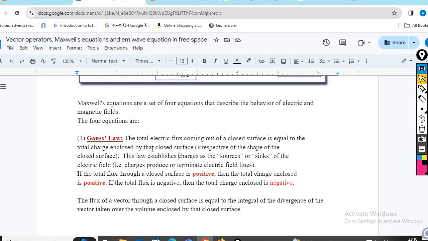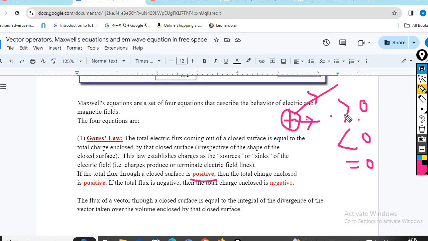When you're talking about divergence of any field, we are talking about either greater than 0, less than 0 or equal to 0. So in this case, divergence of electric field greater than 0 means you have positive charges. If you have a positive charge, lines of forces are coming out from this. The second one is divergence of electric field less than 0. That means you have a negative charge and the lines of forces are moving in.